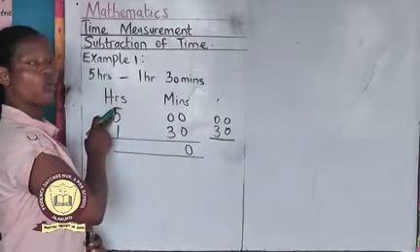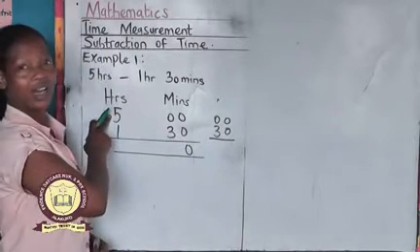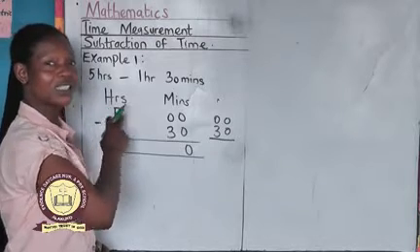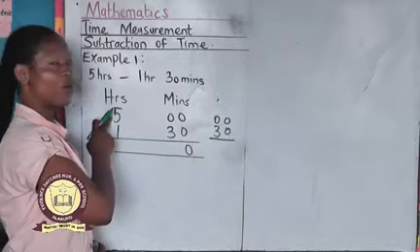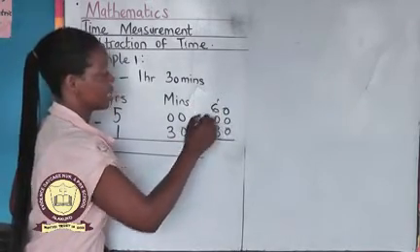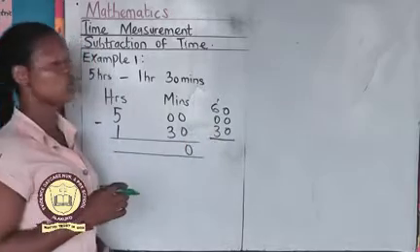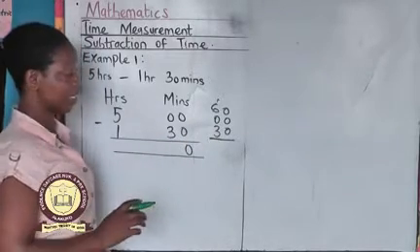So you want to borrow 1 from here to here. Don't forget that this one is in hours. So when you take 1 from your hours, it means it's 60 minutes. So now you borrow one from here to here, you will have your 60 minutes. So you no longer have 0. So your 60 minutes now, you are going to take away your 30.